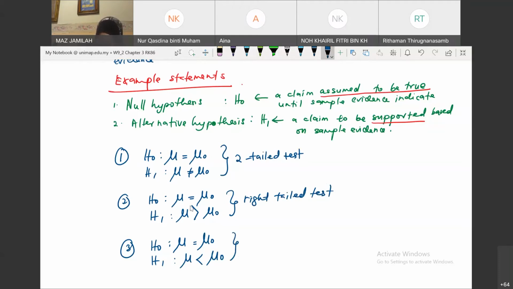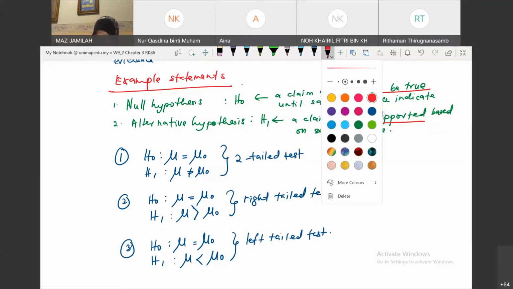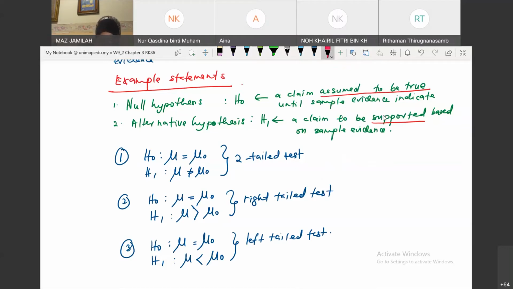And this one is a left-tailed test. Why so? Look at the condition. This condition gives you the reason why we have a two-tailed test. This one is greater than, so we are talking about the area to the right of your distribution. Because we are using Z, it will be a right tail test.